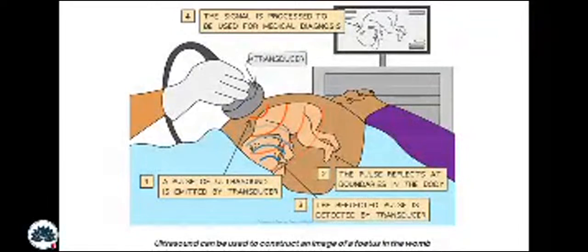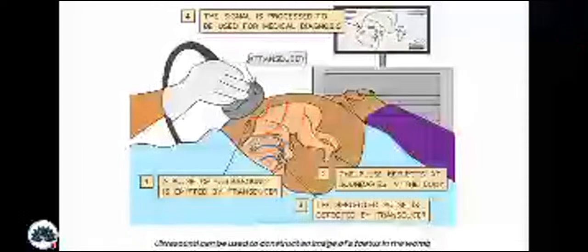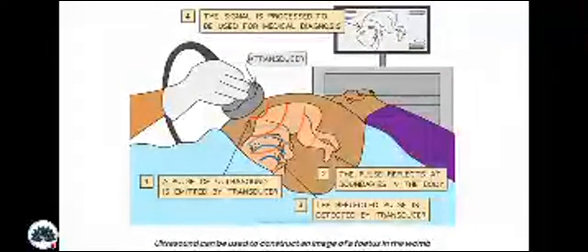The signal is processed to be used for medical diagnosis. And this is how ultrasound can be used. Simply about ultrasound, this is how the transducer works and how ultrasound is used. Remember one more thing: ultrasound is sound with a frequency of more than 20,000 hertz.